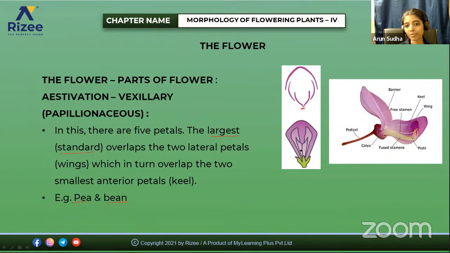So this flower shows the arrangement of vexillary estivation. How is it? These are the interior petals, these are the 2 lateral petals, and this is the largest one. The largest one overlaps the 2 lateral petals, which in turn overlap the 2 smallest anterior petals. So that is called the keel. And there is another type of estivation that is called the quincuncial.